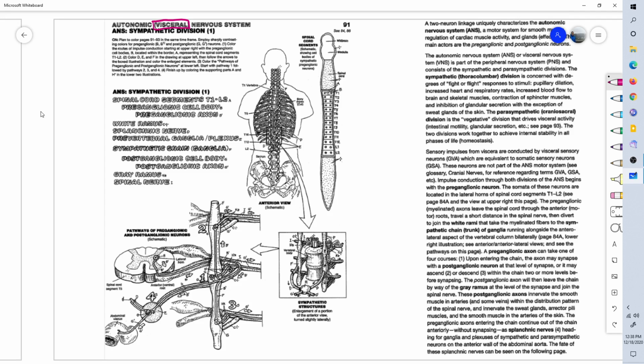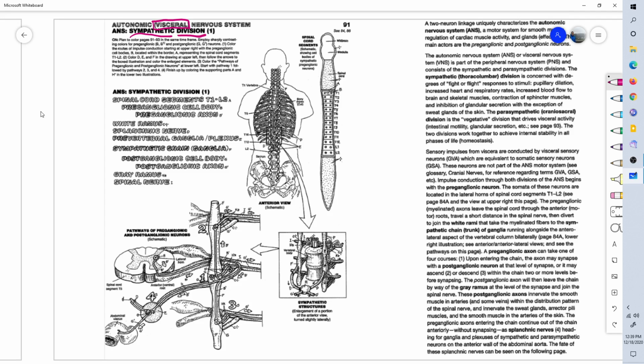There are two parts of the autonomic nervous system, and we will learn about the first part, the sympathetic division. The next page will be the parasympathetic division. So let's talk about it. Where is the autonomic nervous system? Where is the sympathetic nervous system found?